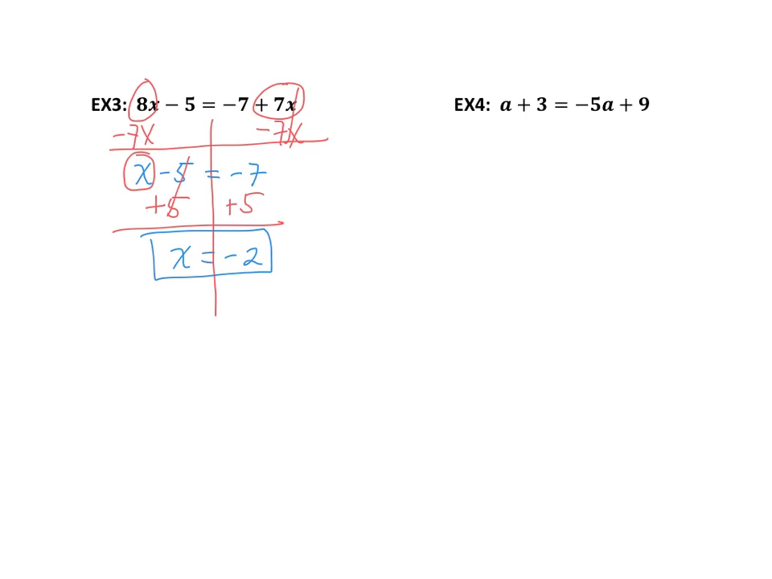Example 4, just like example 3, we have a variable term on both sides. We can't collect them because they're on different sides. But what we can do is either move the a to the right or the negative 5a to the left. So out of these two terms, we've got a positive 1a and a negative 5a. The negative 5a is the smaller. We're not thinking absolute value like we do with integer rules. Negatives are always smaller than positives, so you would be better off moving the negative 5a to the left. So to move the negative 5a, the opposite would be to add a 5a.